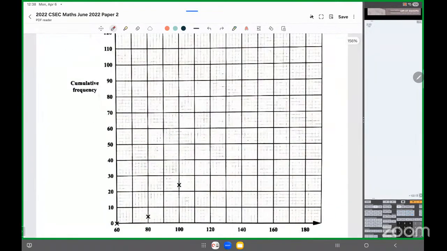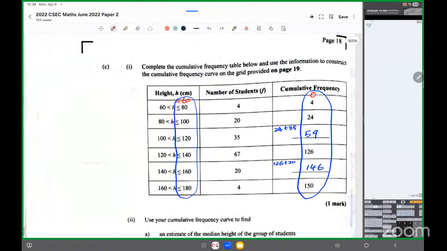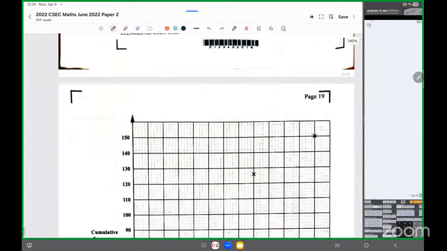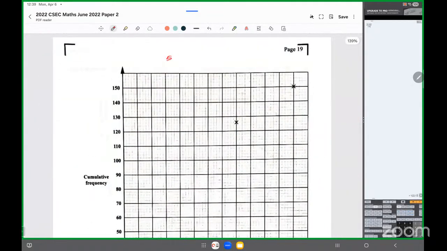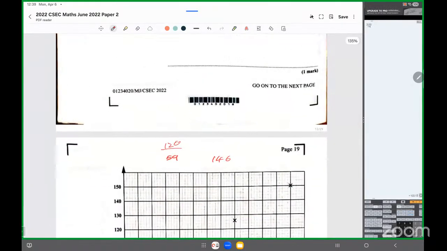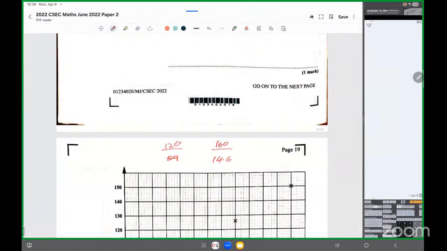So less than 120 was 59, so we need to find 59. And less than 160, 146. So it's looking for 59, 146. This one corresponds to 120, and the 146 corresponded to 160. Right, let's put them on.